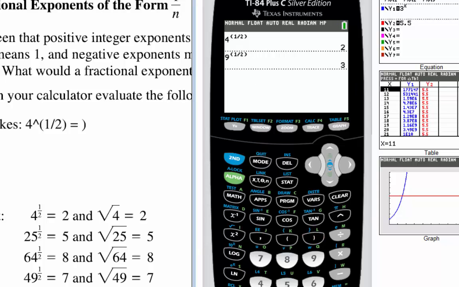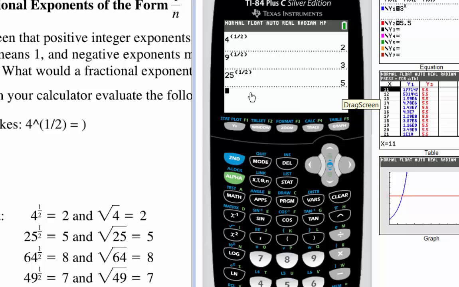And we'll do one more. 25 raised to the 1/2. And you'll notice I get 5. Now think about this. The square root of 4 is 2. The square root of 9 is 3. The square root of 25 is 5.